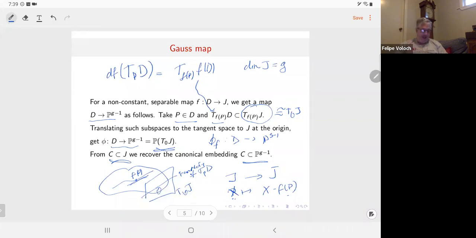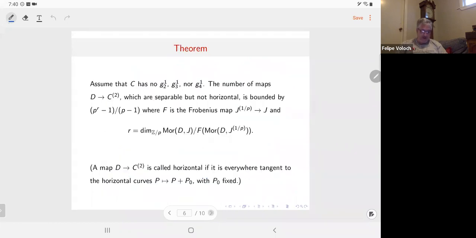This is a classical fact. I don't even know who first noticed this. It certainly is in a paper of Andreotti where he gives a geometric proof of Torelli's theorem. So this is a very classical fact that the Gauss map in this context recovers the canonical embedding. So I'm going to use that later on. Okay, so this is the main technical tool that I'll be using. So now let me state my theorem, or my theorem of Jen.